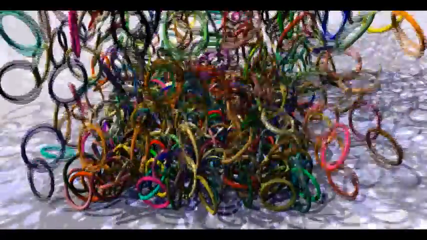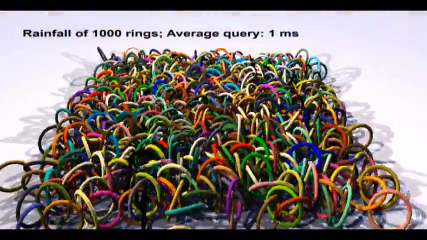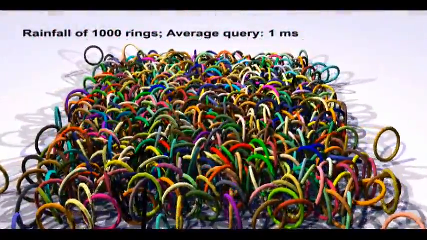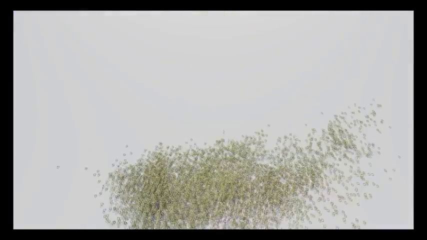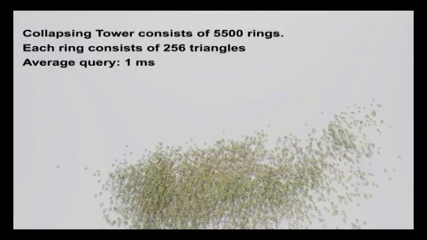Here is a stack of more than 1,000 rings falling on each other, resulting in multiple contacts and penetrations. We compute generalized penetration depth between each pair. In this simulation, a tower is built of 5,500 rings. As the tower collapses, we see a high number of penetrations and contacts.